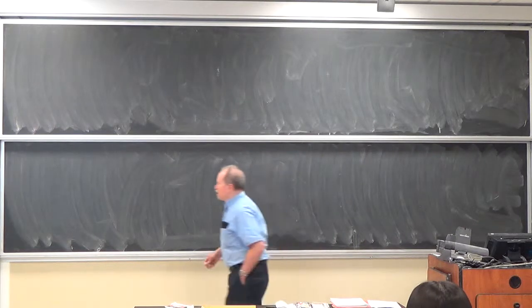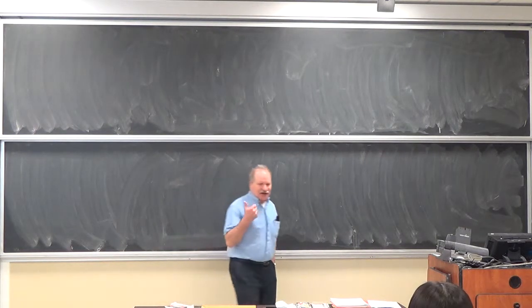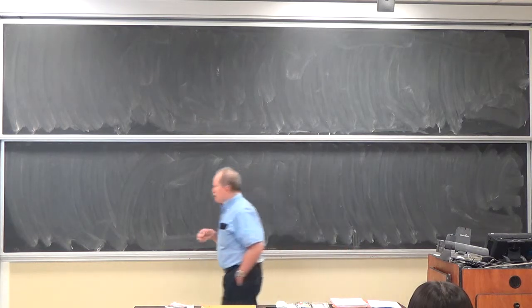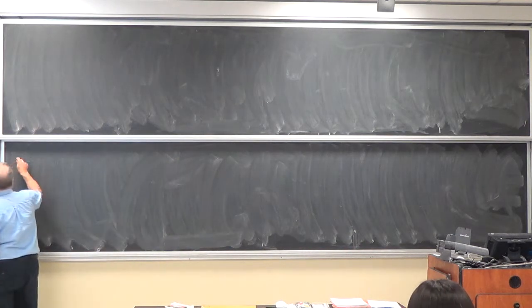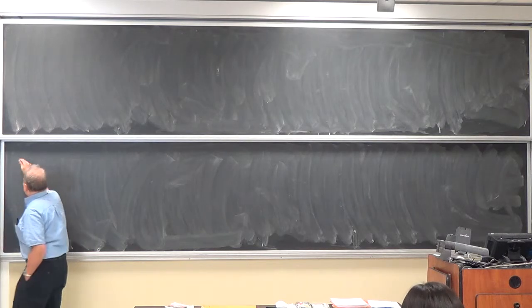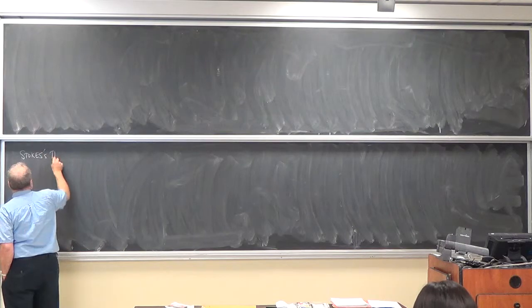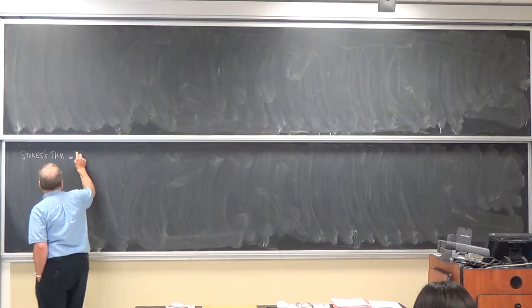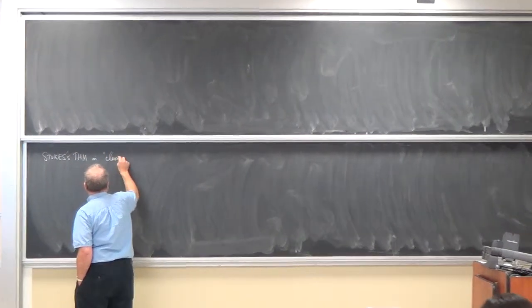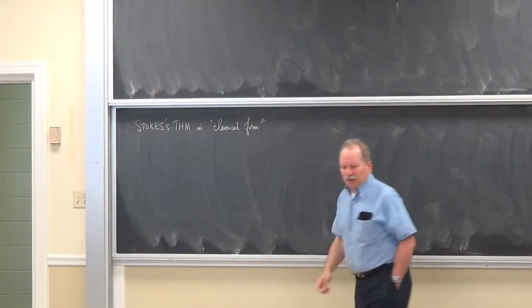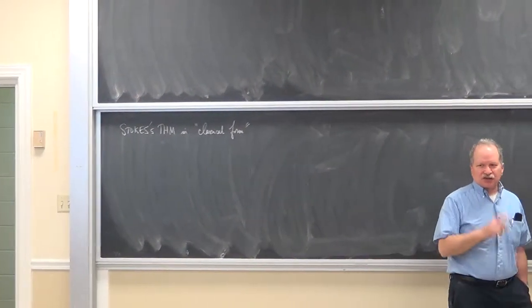So yesterday I defined div and curl, and we talked about how you could rewrite the Stokes theorem in classical form. And I wanted to elaborate a little bit on how that gives you physical interpretations of these things.